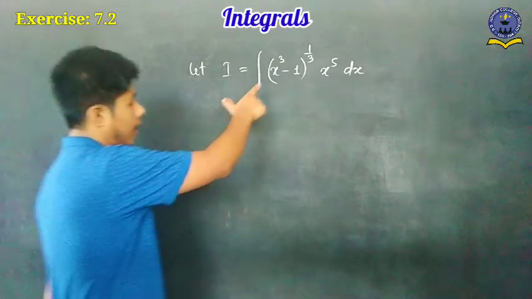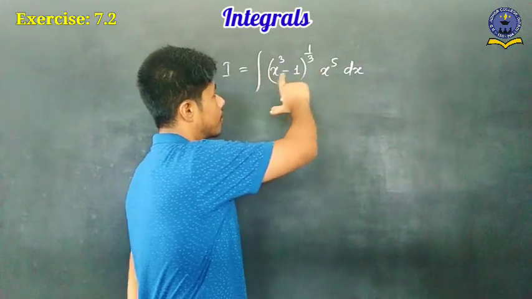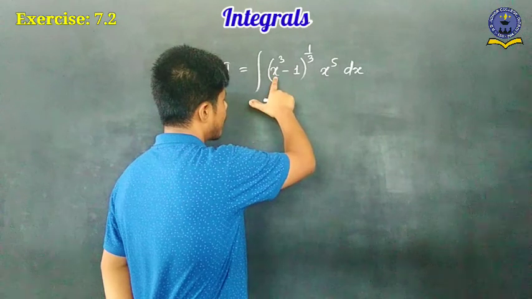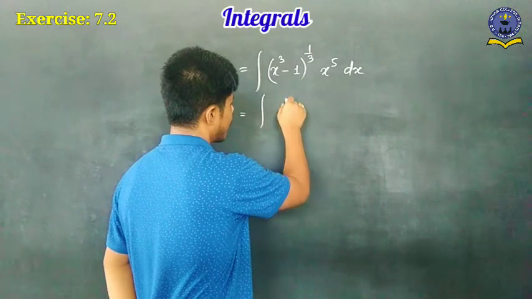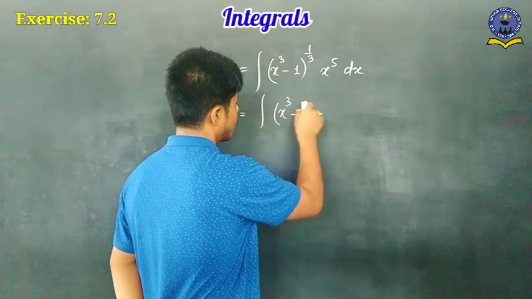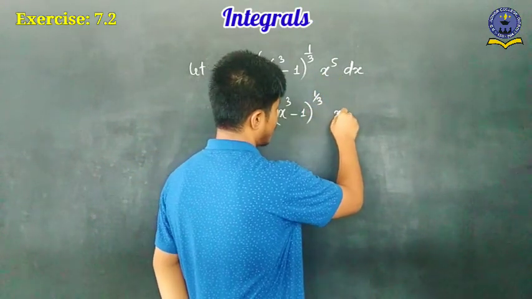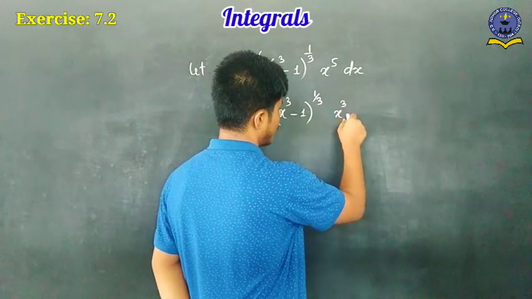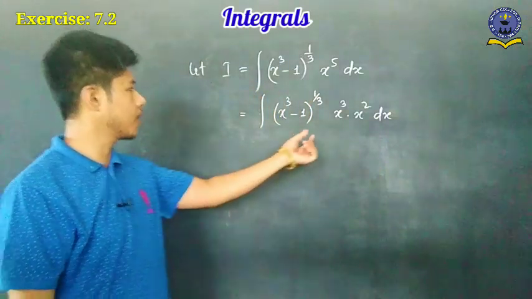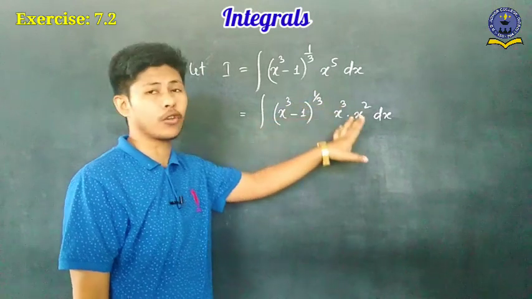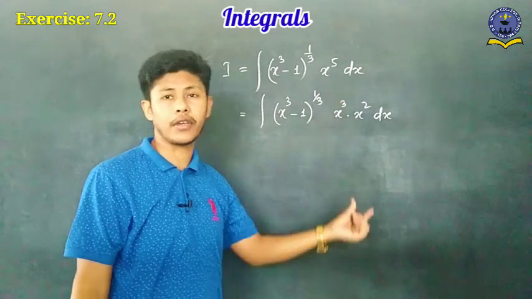Here we have x cube minus 1 with the power 1/3, and x to the power 5. How can we rearrange this? If we write x to the power 5 into two parts, as x cube into x square dx, the meaning is the same. This is the main step: we break x to the power 5 into x cube into x square, and if we multiply them, we again get x to the power 5.